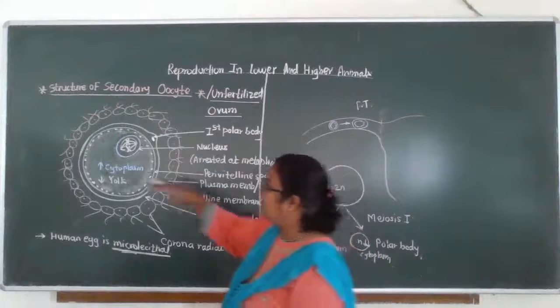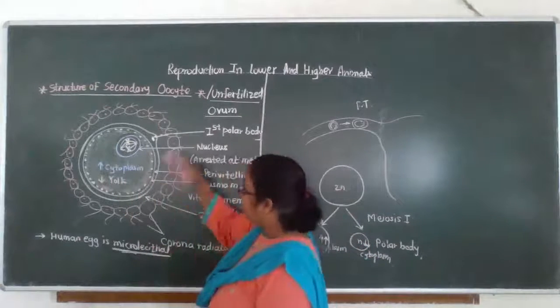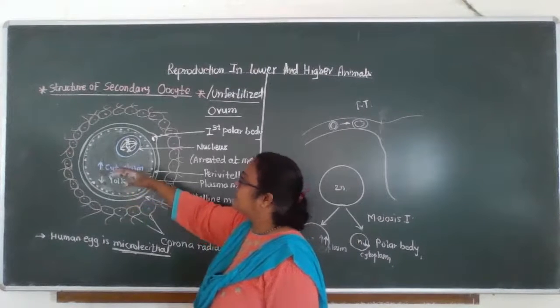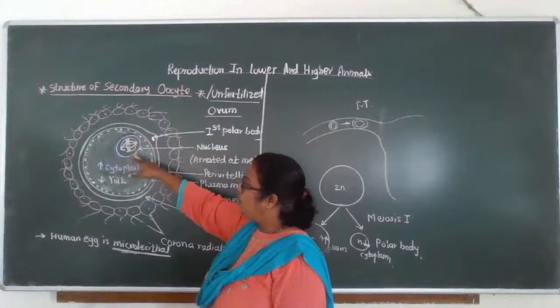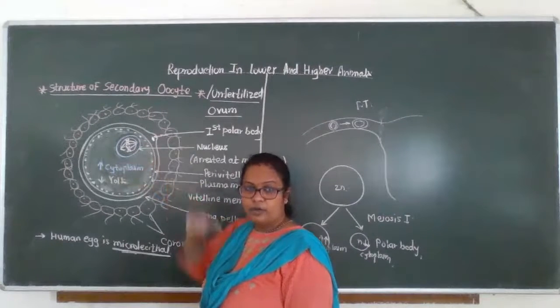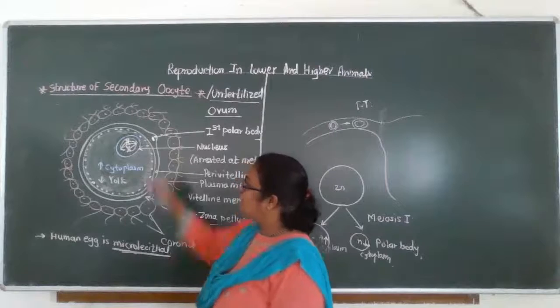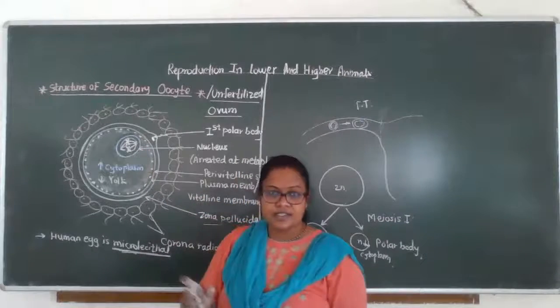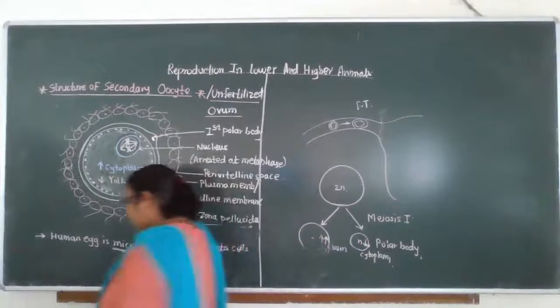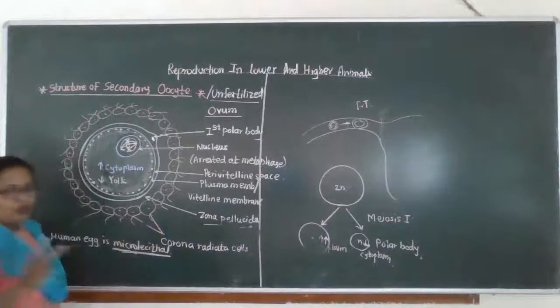While on the inner side it is clear, and because of the abundant cytoplasm, it pushes the nucleus towards the periphery, near the first polar body, right? And the other one is the nucleus. The nucleus is arrested at metaphase. Clear?